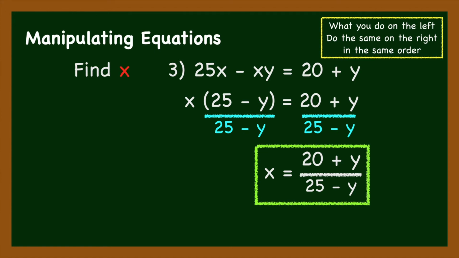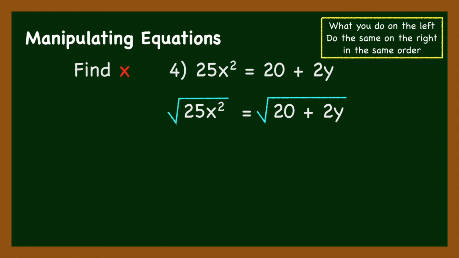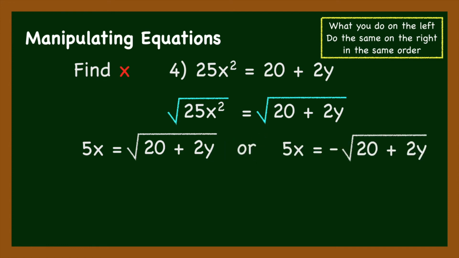Now let's go to the fourth one. So now I have 25x squared equals 20 plus 2y. What I need to do is just take the square root of both sides. Remember, even with other operations, you have to do both sides. So because this is a square root, I actually get two answers. So 5x equals the square root of (20 plus 2y), or 5x equals minus the square root of (20 plus 2y). So for the square root, you have a positive answer and a negative answer.